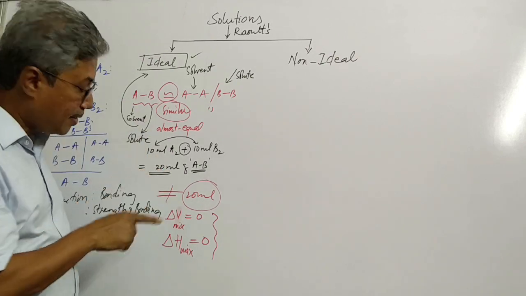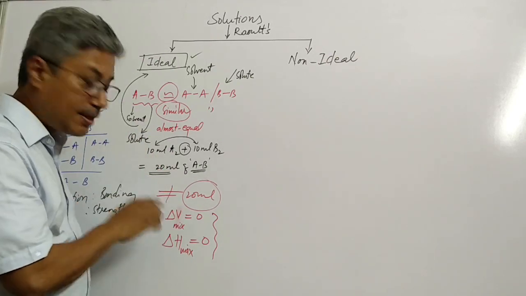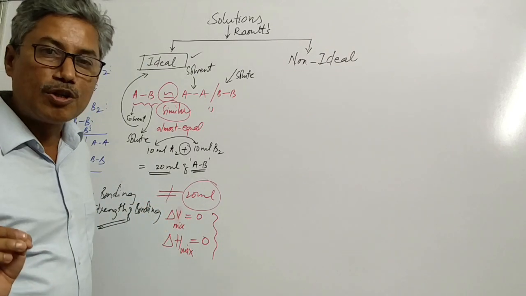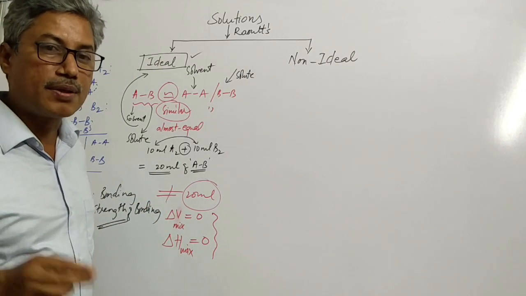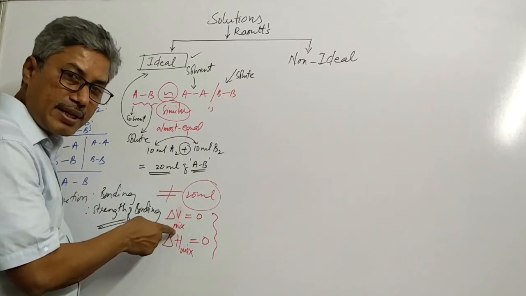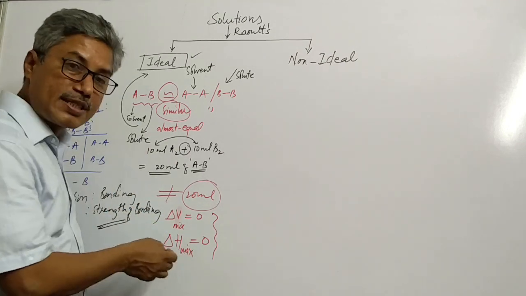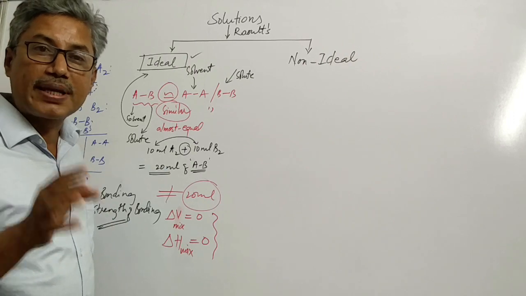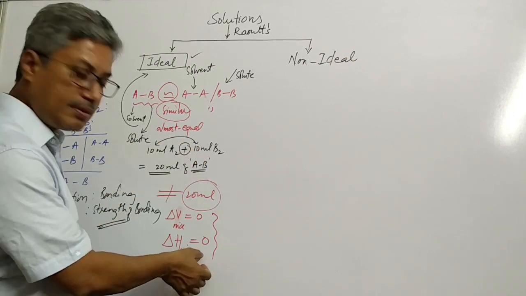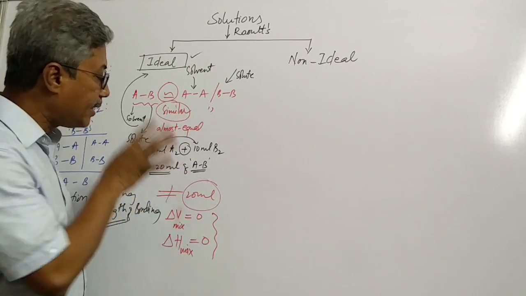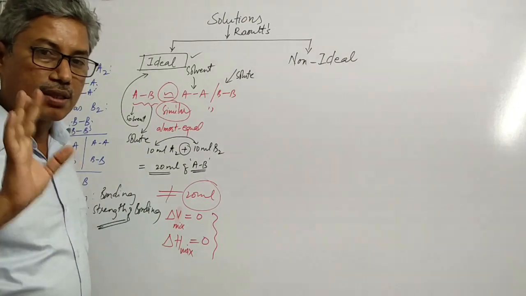Then that results in delta V mixing equal to 0. What does this mean? Sum of the volume of the two liquids is equal to total volume. Then the difference will be 0. Then delta H mixing, what does this mean? Enthalpy change upon mixing solute and solvent is also 0. These are the three characteristic properties of the ideal solutions.